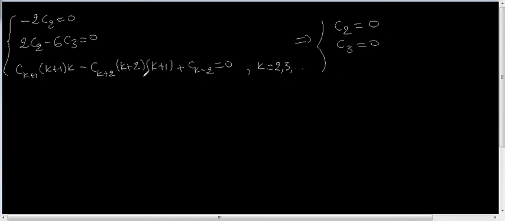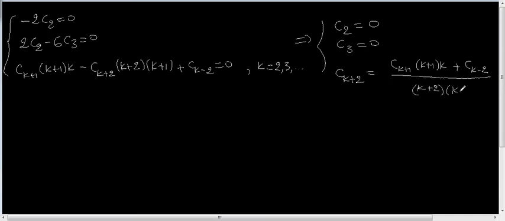So from here we obtain that c2 is 0, c3 is 0. Now in this recurrence relation, we need to obtain the coefficient with the highest index in terms of the others. So here we have to express c_{k+2} in terms of the other coefficients. So c_{k+2} will be c_{k+1}(k+1)k plus c_{k-2} over (k+2)(k+1), which is valid from k equals 2. Now we already have c2, c3.